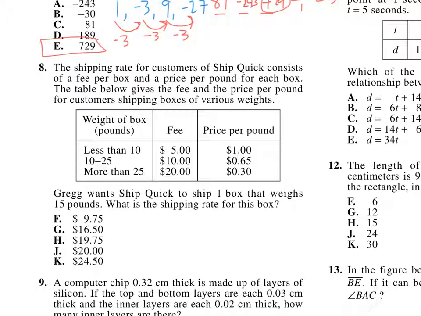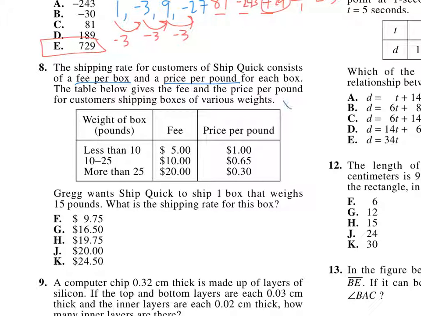The shipping rate for customers of Ship Quick consists of a fee per box and a price per pound for each box. The table below gives the fee and the price per pound for customers shipping boxes of various weights. So this is a pattern in the ACT that I want you guys to be able to recognize when they give kind of a generic fee and then they give another fee that is like a rate. So for every box you ship, there's a flat fee you're going to pay. Plus, you are going to have to pay again per pound.